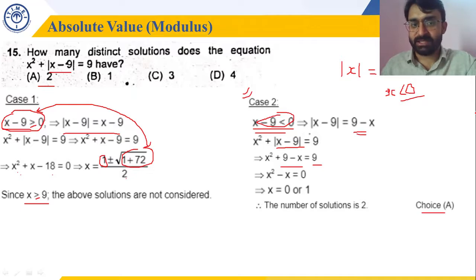I hope this is making sense. Fine. We could have directly understood this. x square plus mod of x minus 9 is 9. If it is 9 or more than 9, the right hand side has to be more than 9. So it cannot be 9 or more than 9. It has to be less than 9. So x minus 9 has to be less than 0. Fine. So it has to be negative, then only I can get the right hand side to be 9.